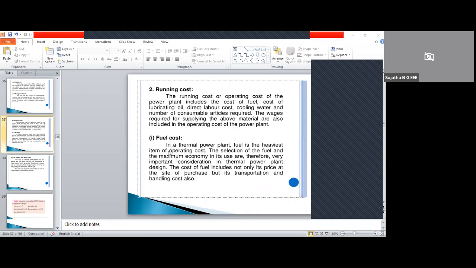So under running cost, the first one is fuel cost. In a thermal power plant, say I have considered a thermal power plant, fuel is the heaviest item of operating cost. So the selection of the fuel and the maximum economy in its use are therefore very important considerations in thermal power plant design. The cost of fuel includes not only its price at the site of purchase, but its transportation and handling cost also. Even the fuel may be far away, you have to transport it. So transportation cost also is considered under the operating cost. So fuel cost means cost of the fuel plus transportation cost of the fuel also will be considered. So this is first under running cost.